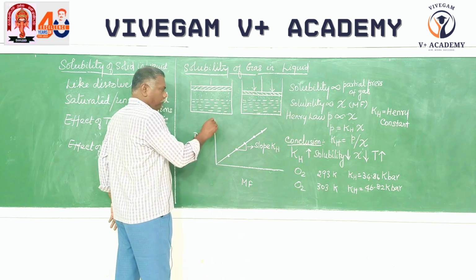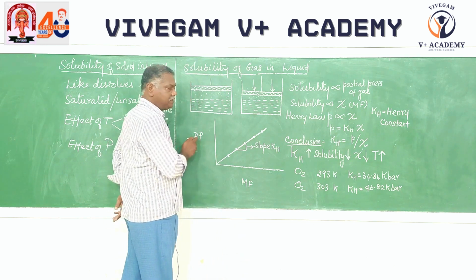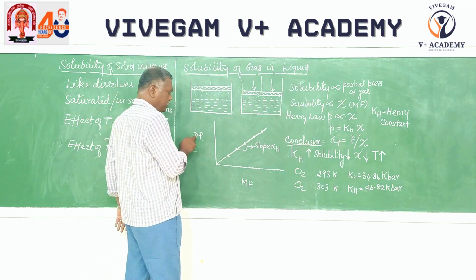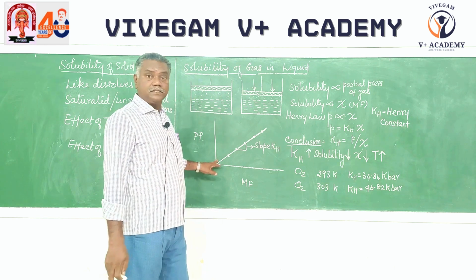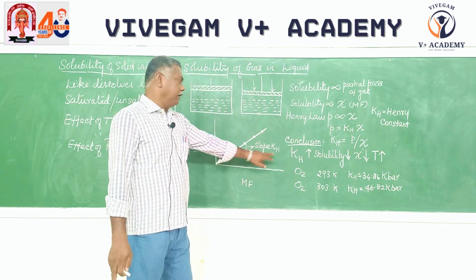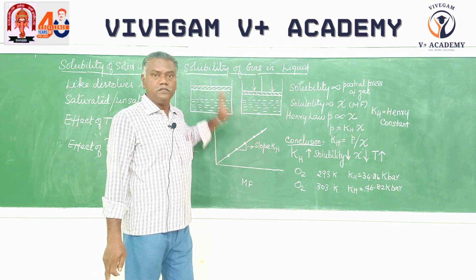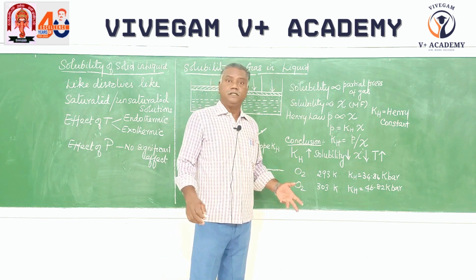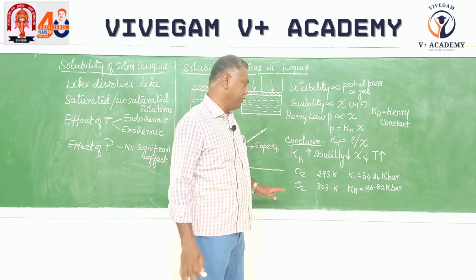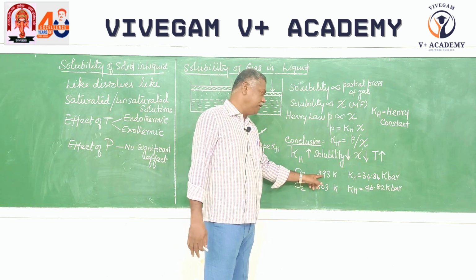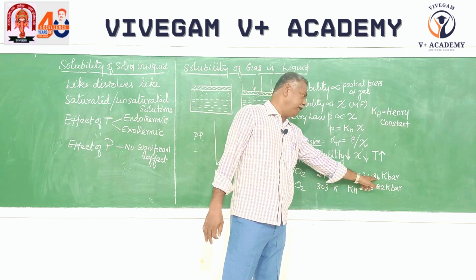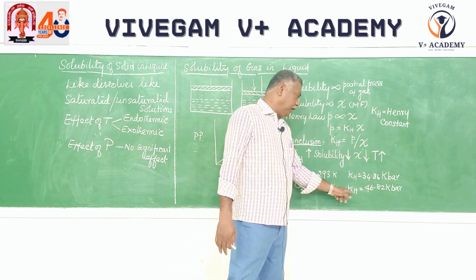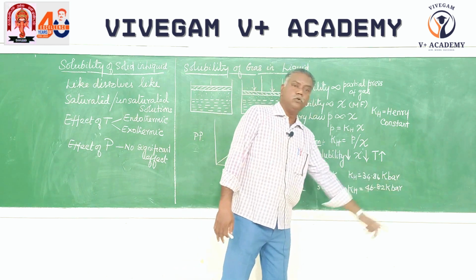Okay, now the partial pressure versus mole fraction curve can be plotted in a graph. So if you plot partial pressure and mole fraction, you get a straight line graph. In this straight line graph, kH is nothing but the slope of the straight line. Okay, for example, the kH value for different gases at different temperatures varies. See, oxygen at 293 Kelvin, kH value is 34.86 kilobar. The same gas, oxygen, at 303 Kelvin, kH is equal to 46.82 kilobar.